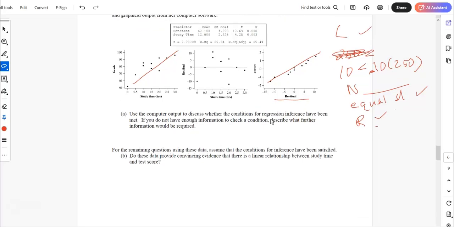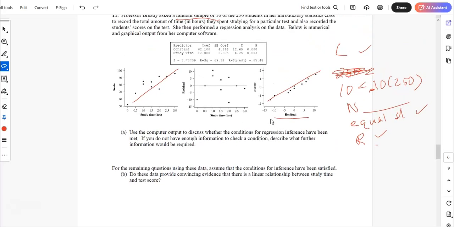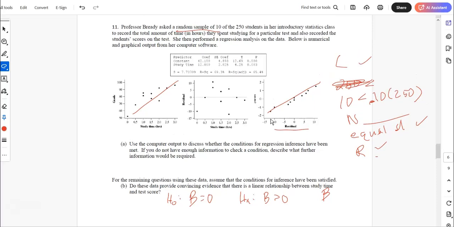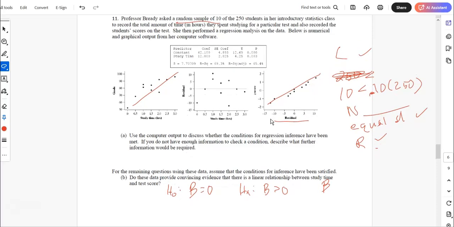So what's it asking us to do here? I think we're supposed to do a test, right? So the null is that beta is equal to 0. The alternate is that beta is greater than 0. We think it's going to be a positive relationship there. And then define what beta is. Beta is the true slope of the population regression line when x equals time and y equals grade for the students in the introductory stats class.